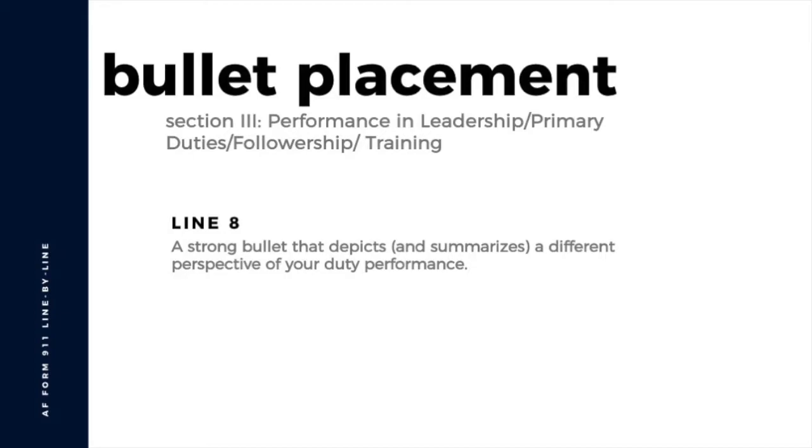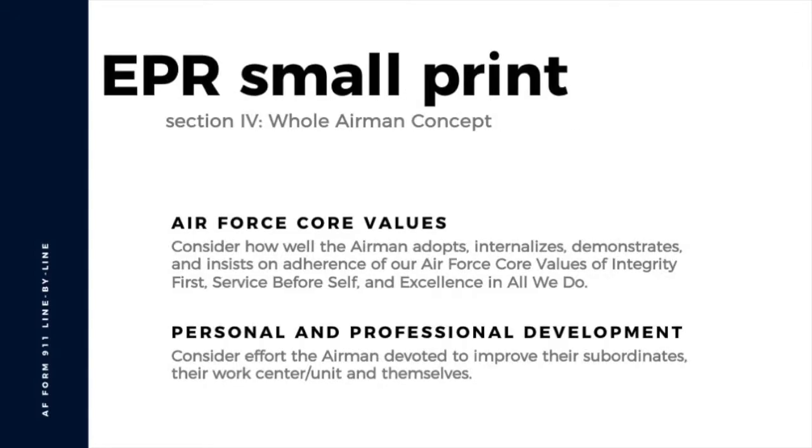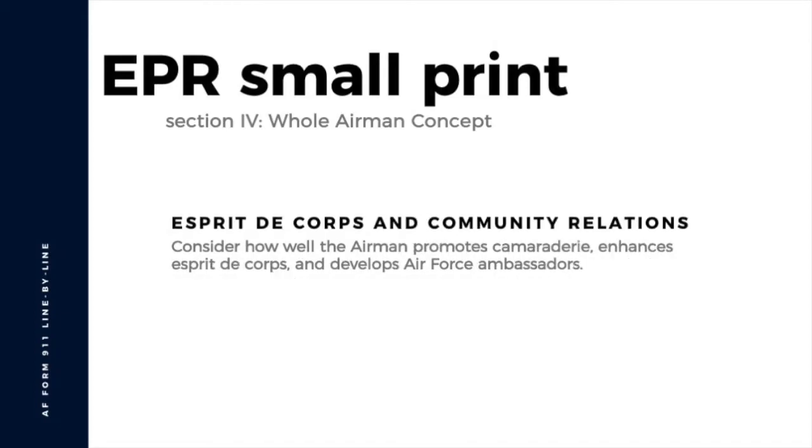All right, so let's go to the whole airman concept. This one only has 2 sections on the front, whereas the Air Force 910 has 3. So here you have the whole airman concept, and you have Air Force core values, and you have personal and professional development, and then you have esprit de corps and community relations. Again, you have 3 things, but then you only have 2 lines, so you can break them up. You don't have to try to put all 3 in there every year.